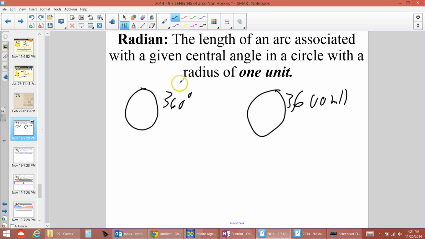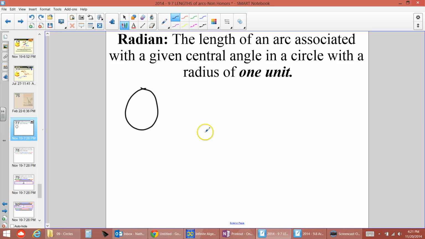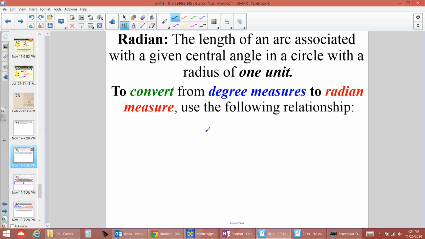Well, a radian is a new way of measuring a circle. We talk about it as the central angle in a circle with a radius of 1 unit. So if this circle specifically has a radius of 1 unit, could be miles, could be meters, could be feet, doesn't matter, 1, then we can talk about the angles it forms as a matter of radians. Instead of degrees, we talk about them as radians. And if you wanted to convert from degrees into a radian measure, we'd use the following relationship.